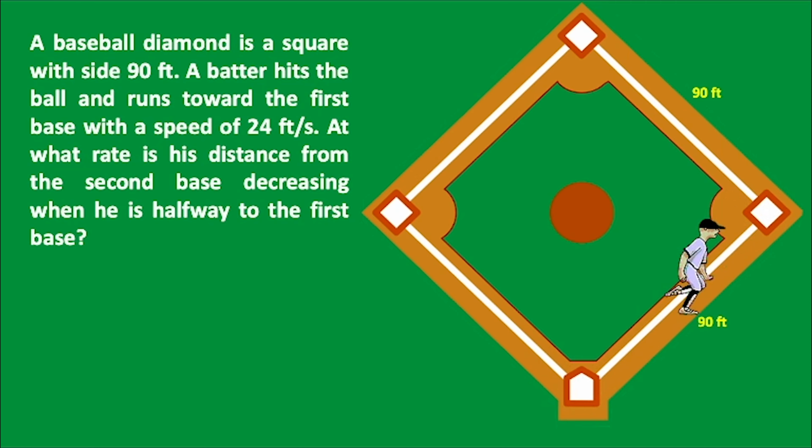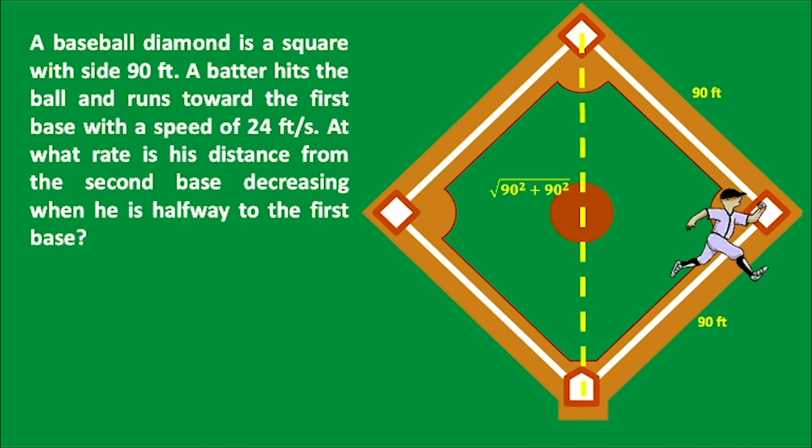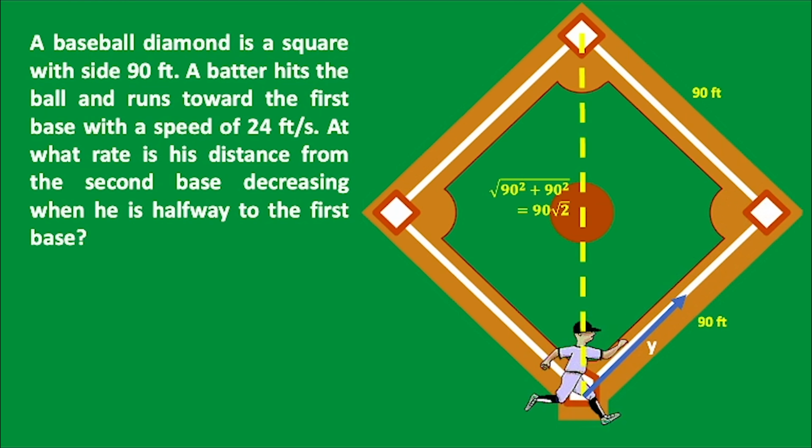From the Pythagorean theorem, the distance from the starting position to the second base is now equivalent to the square root of 90 squared plus 90 squared, or 90 square root of 2 feet. The path of the player can be denoted as variable y. As the player runs toward the first base, his distance from the second base changes.